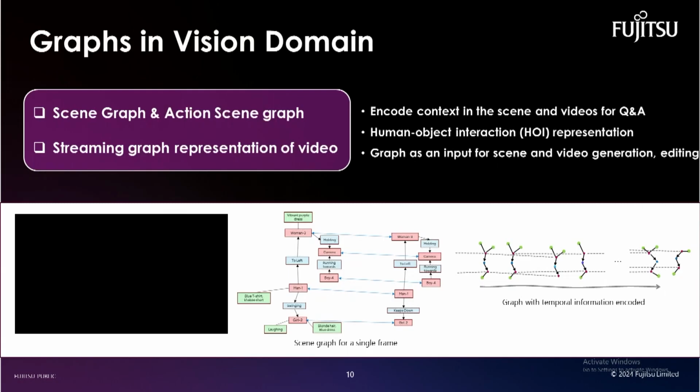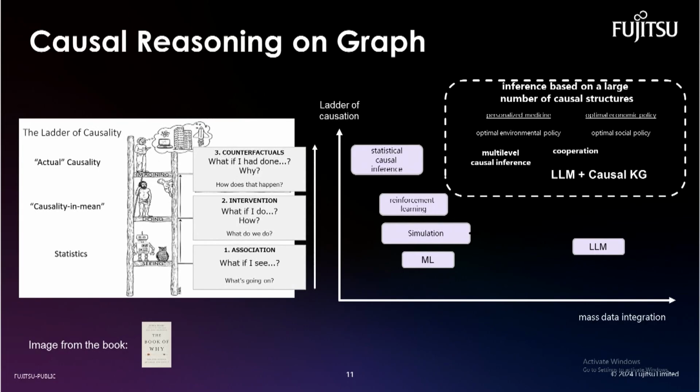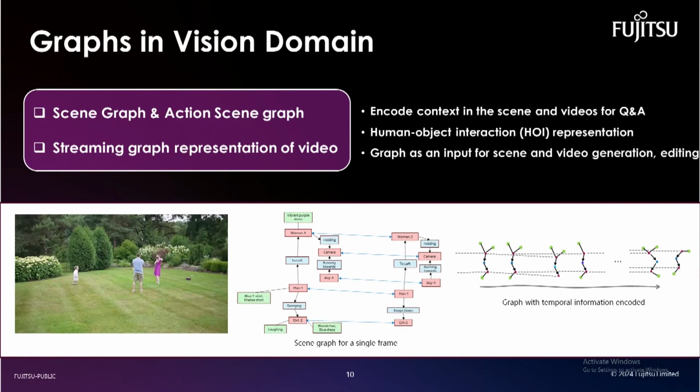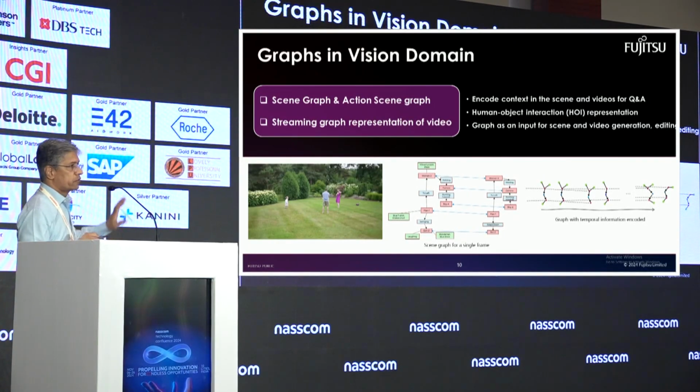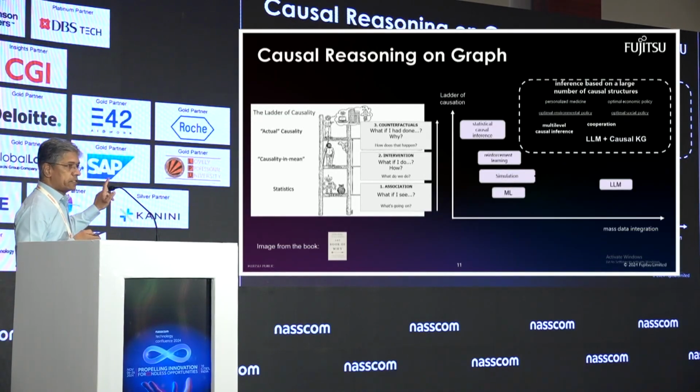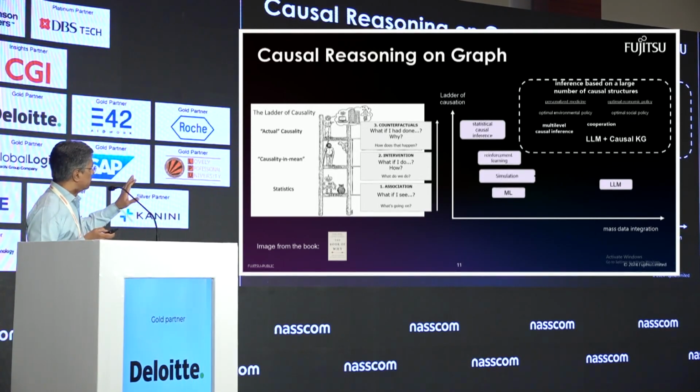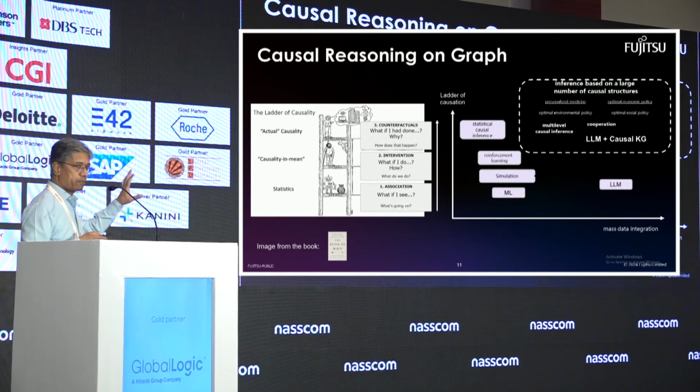Let me give a little more detail about how the graph enters the vision domain. If you want to extract much more context and information from an image or from a video, you would connect the objects in it through a graph, and then pass the graph into certain algorithms to extract the context, which is then passed into an LLM to do question answering and so on. Because of the lack of time, I will not go into the details of that. The other topic related to the graph is causal reasoning. That's the next higher level of task which you want to do with your AI systems, and the causal knowledge graph is playing a big role in that part of the space.